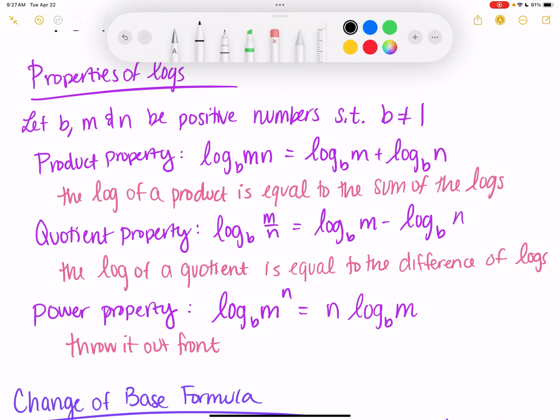If we have log base b of m times n, we're going to be rewriting that as log base b of m plus log base b of n. So that's expanding. When we get to condensing, it'll be working right to left.